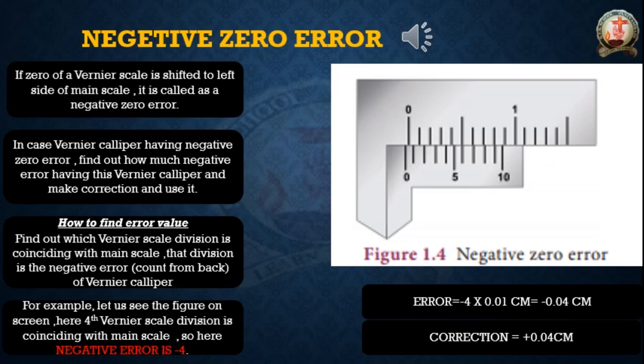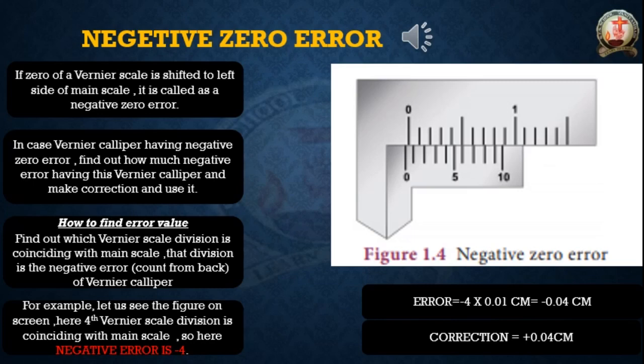Okay, we found the error. After finding, what we should do? We can correct that error. So what is the value of that error? Minus 0.04 centimeters. How we should correct? What we did in previous case, positive error. Positive error means we added a minus value. Here negative error means what we should do? We can add a positive value, correct?